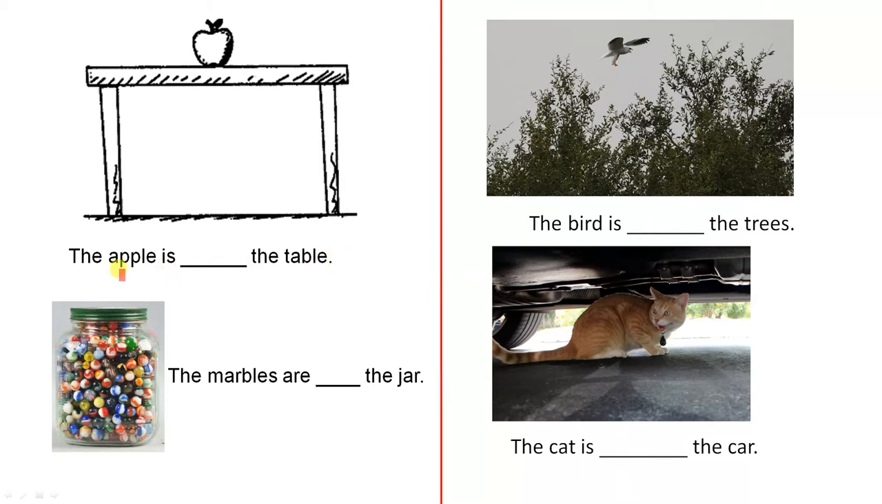So it's the same here. They'll be focusing on the word apple and table. Here they'll focus on marbles and jar, bird and trees, cat and car. So help them read the sentence if they need to.